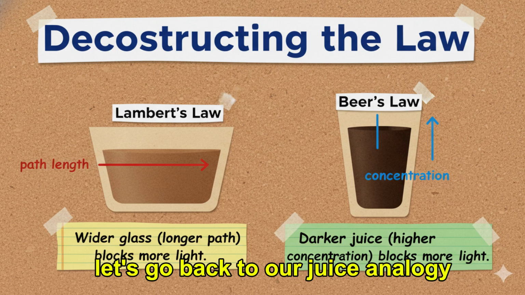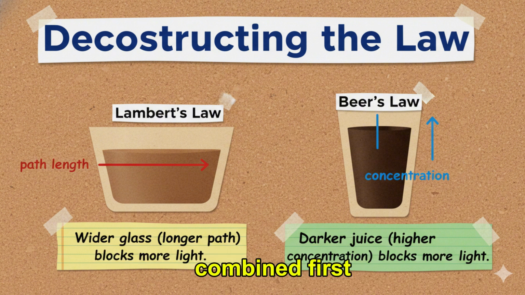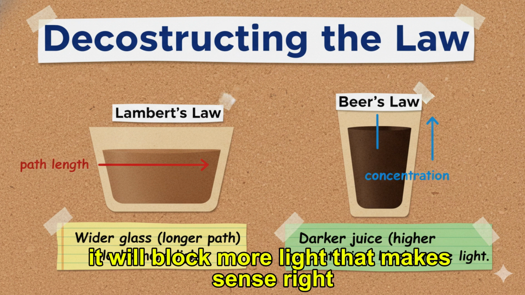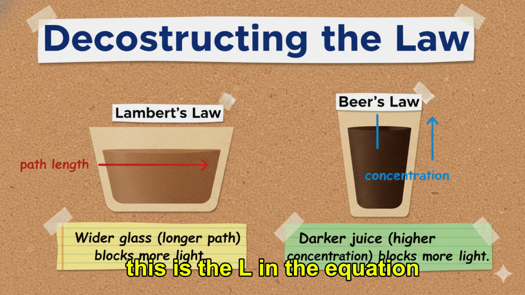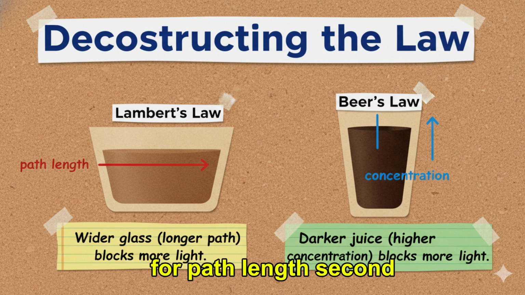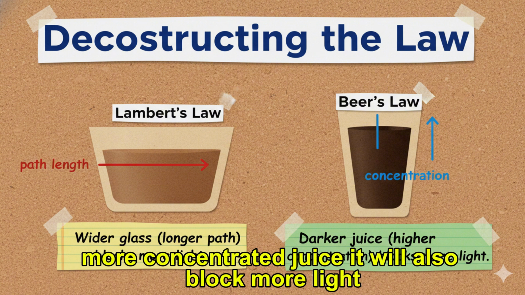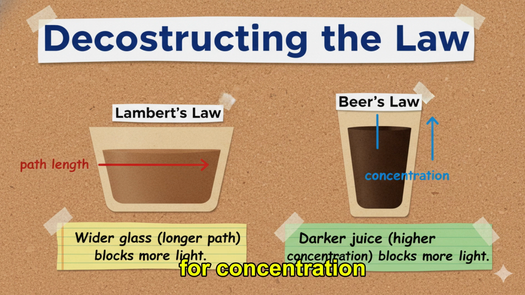Let's go back to our juice analogy. The Beer-Lambert Law is just two common-sense ideas combined. First, there's Lambert's Law. It says if you have a wider glass of juice, it will block more light. That makes sense, right? The light has to travel through more stuff. This is the L in the equation for path length. Second, there's Beer's Law. It says that if you have darker, more concentrated juice, it will also block more light. This is the C in the equation for concentration.